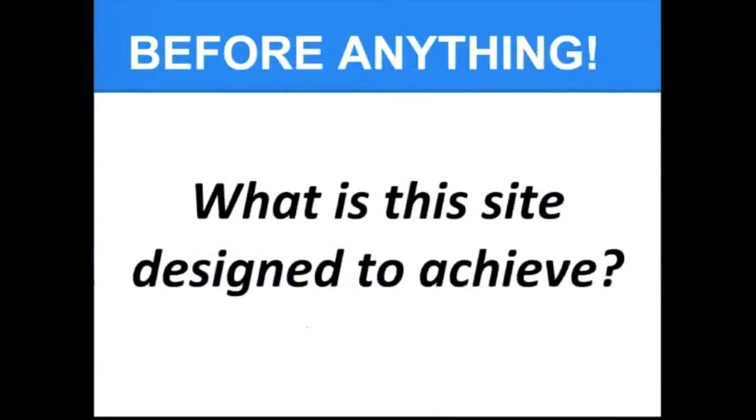So before anything, when you're creating your Google site, you need to ask yourself the most important question: what is the site designed to achieve? Is it aimed towards parents? Is it aimed towards students? Is it aimed towards staff? Is it aimed to cater for both staff and students? Is it a public website? What are you trying to achieve with your site?